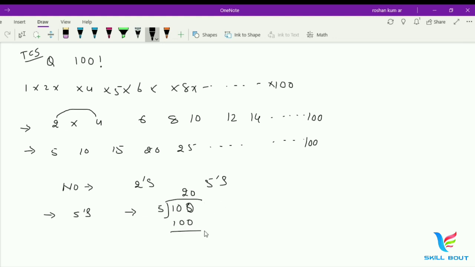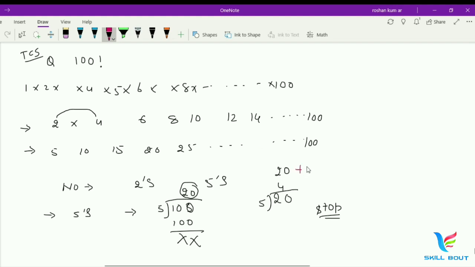In this chapter, you need not worry about the remainder. You will be worried about the quotient, 20. But your answer will not be equal to 20. Then you check whether the quotient is more than 5. Yes. If the quotient is more than 5, again take the quotient and divide it by 5. You'll get 4. Then again check whether the quotient is more than 5. No. The moment the quotient is not more than 5, you should stop. You already calculated one quotient as 20, another quotient is 4. So the total answer will be 20 plus 4 is equal to 24.